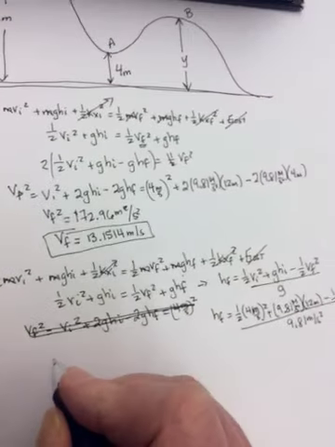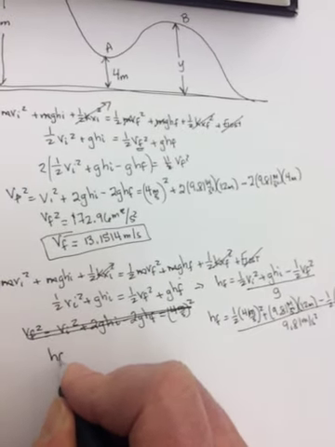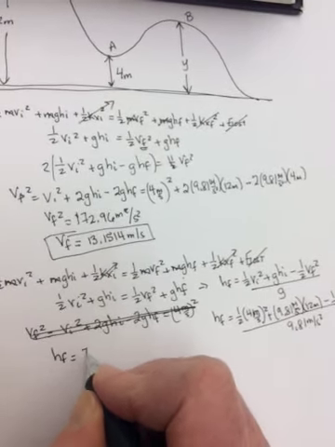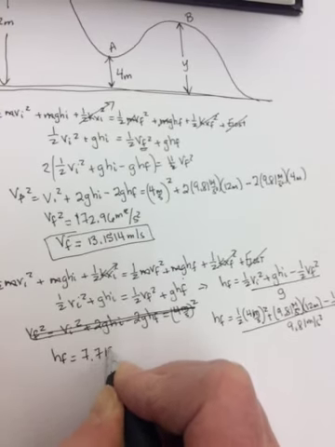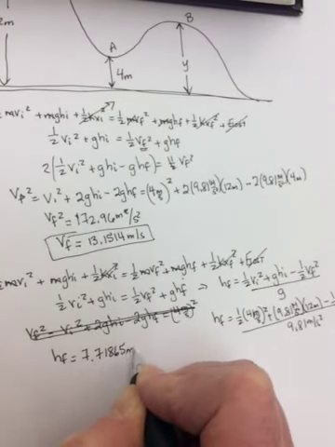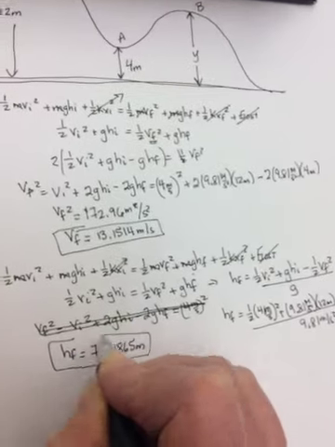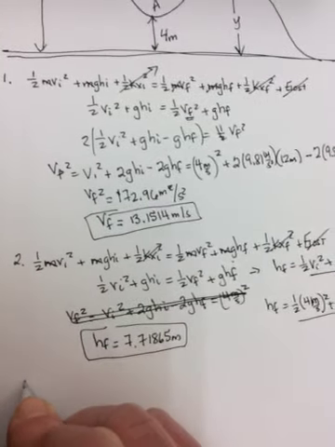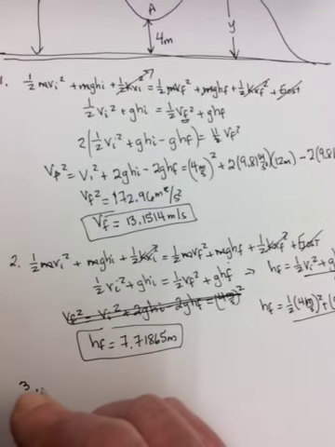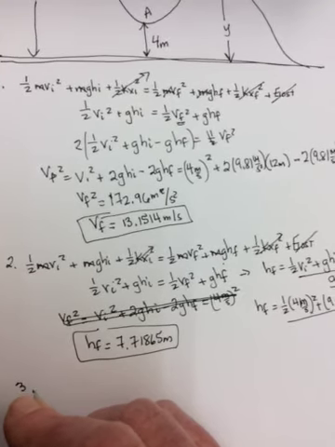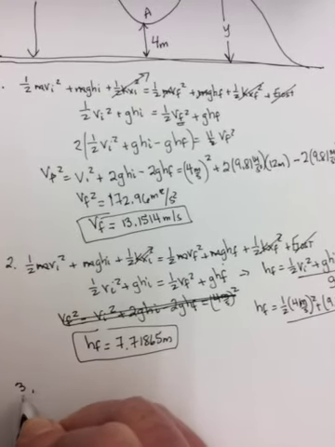All right, and so when you punch all of that in, you should get an HF to be 7.71865 meters. Okay, so that's number 2. Number 3, what is the height of Y if the speed of the roller coaster at B is 12.5?